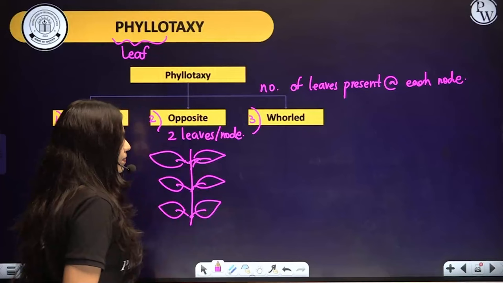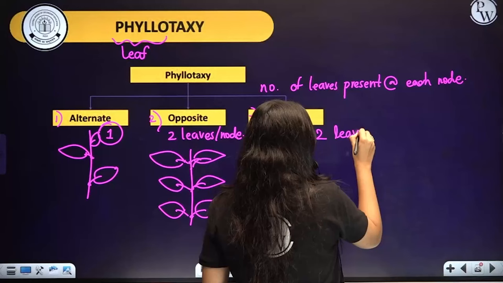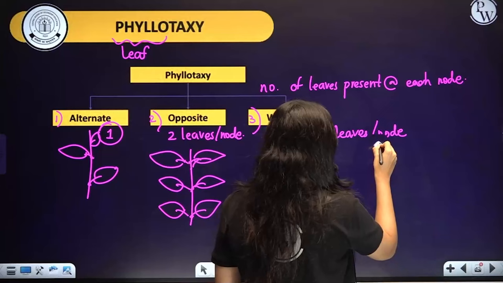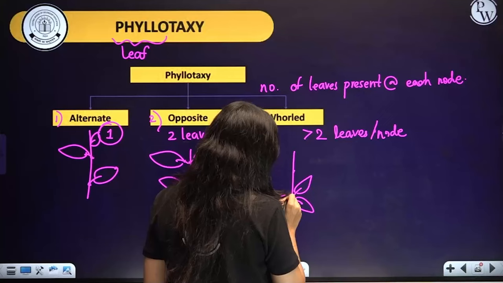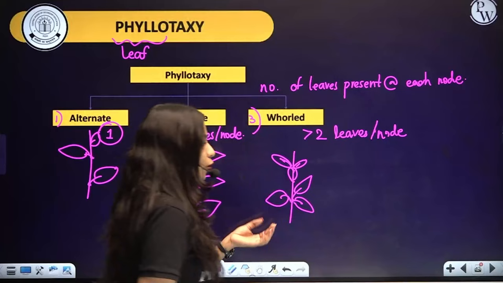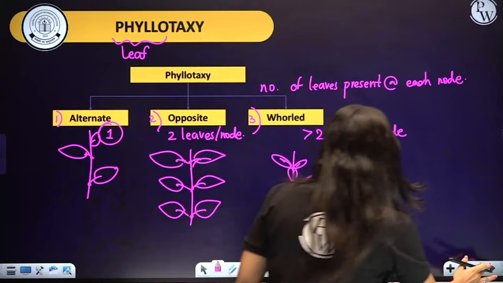If there are more than two leaves per node, we refer to that as whorled phyllotaxy. For example, let's consider these nodes. There's one leaf in that. One, two, three. Similarly, you have one, two, three. In each node, there are more than two leaves. Then we refer to it as whorled phyllotaxy. I'll give you examples for each of these.